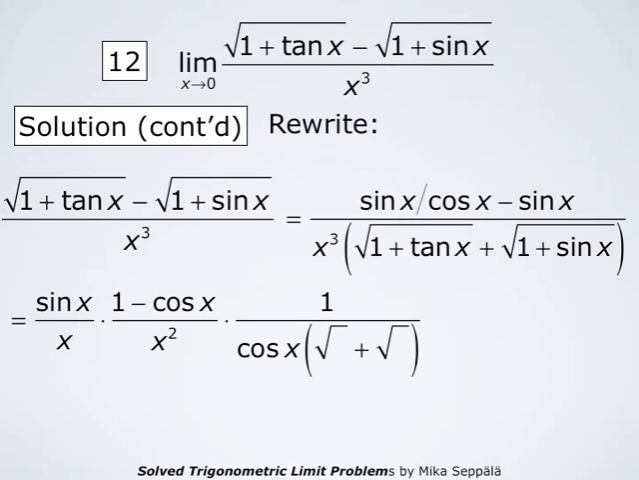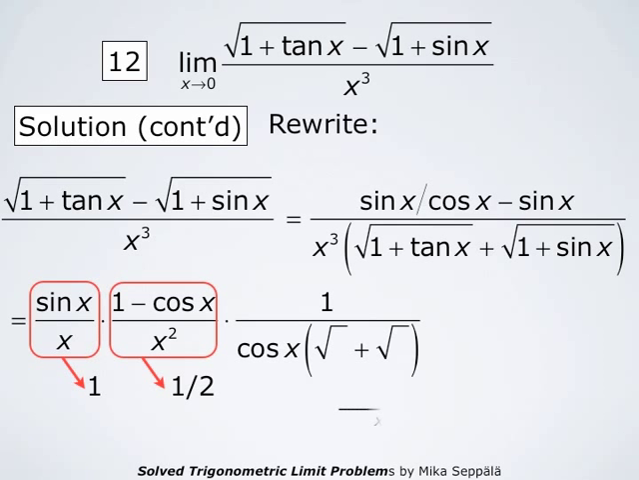And in this form the expression is manageable, because we know that sine of x divided by x approaches 1 as x approaches 0. We also know that 1 minus cosine of x divided by x squared approaches 1/2 as x approaches 0. Then we are left with 1 divided by cosine of x times the sum of the square roots, but that can easily be dealt with. So we conclude that the limit as x approaches 0 is 1 times 1/2 times 1/2, which is 1/4.